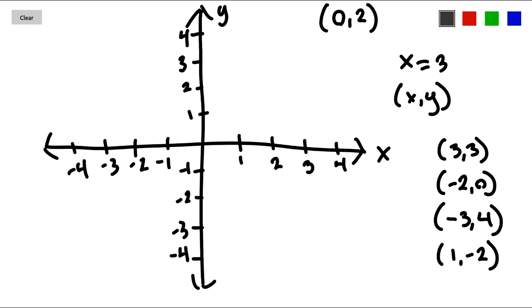Okay, let's say that I had the point 4, 1. So my x-coordinate's 4, so I'm going to shift over to the right 4 units. And my y-coordinate is 1, so from there I'm going to shift up 1 unit. And that's going to give me a point right here.